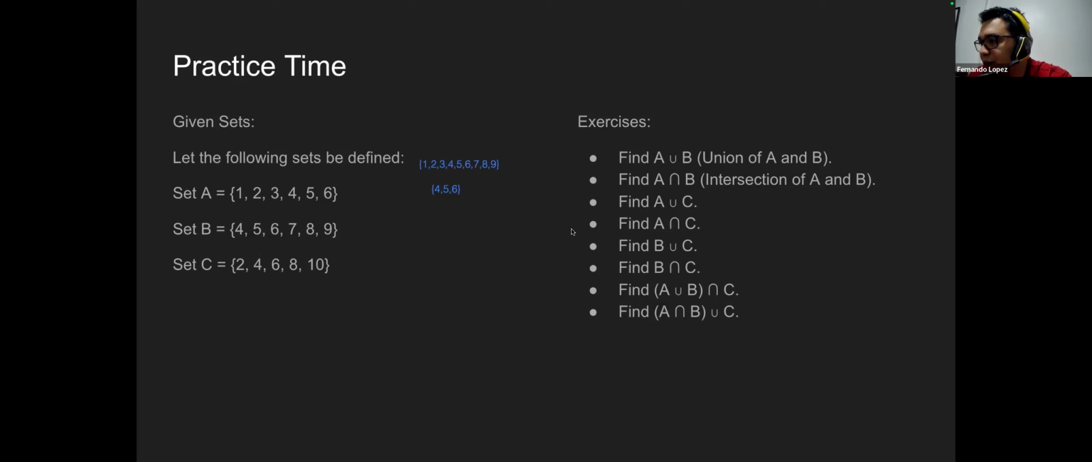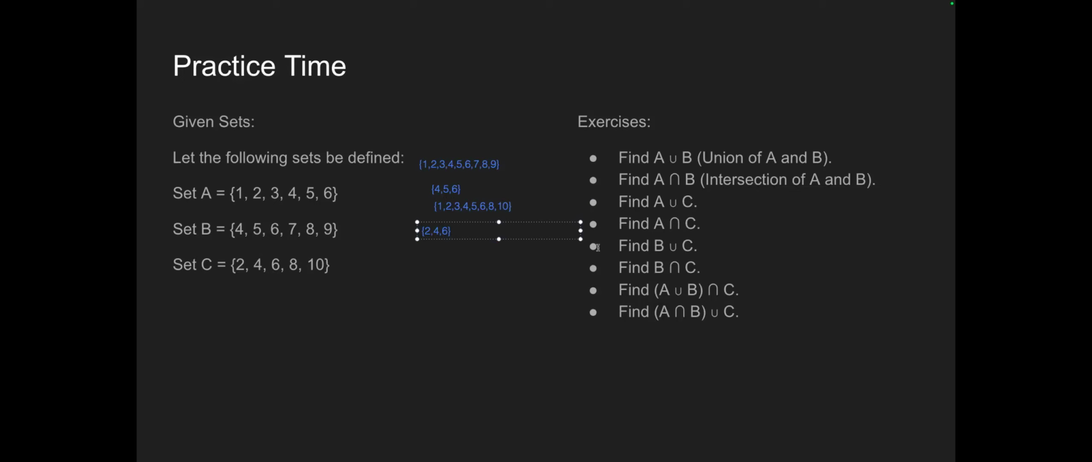Now let's find the union between A and C. The union between A and C will be 1, 2, 3, 4, 5, 6, 8, and 10. Now, let's find the intersection between A and C. The ones that we have in common are 2, 4, and 6. Three numbers in common. Do you agree?